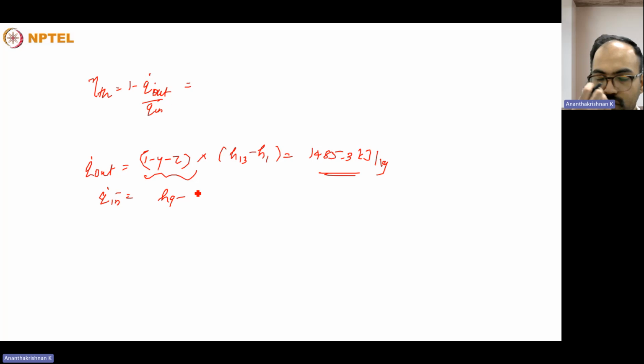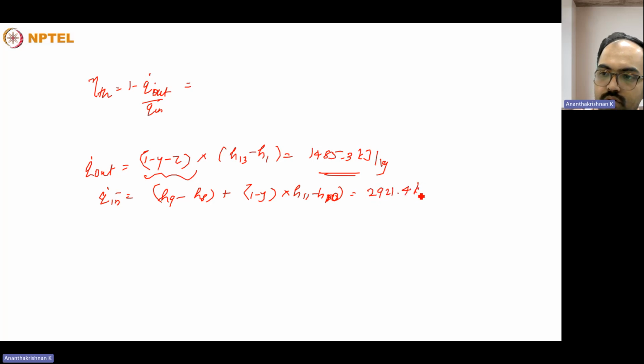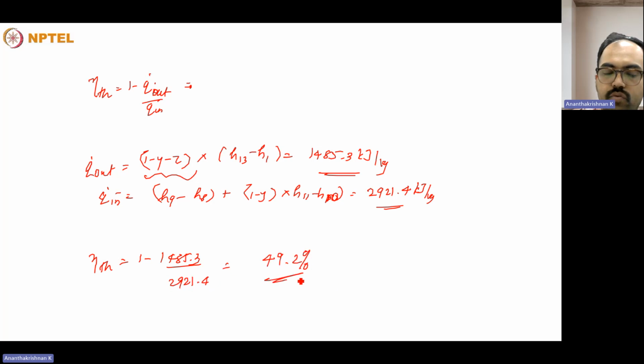And then Q in will be equal to, there are multiple heat inputs. One is in the boiler, which will be H9 minus H8, plus a reheat part, that is 1 minus Y into H11 minus H10. We already know the values of these enthalpies, and substituting them, we will get around 2921.4 kilojoule per kilogram. So substituting it, the thermal efficiency will be equal to 1 minus 1485.3 divided by 2921.4. The efficiency will be equal to 49.2%.